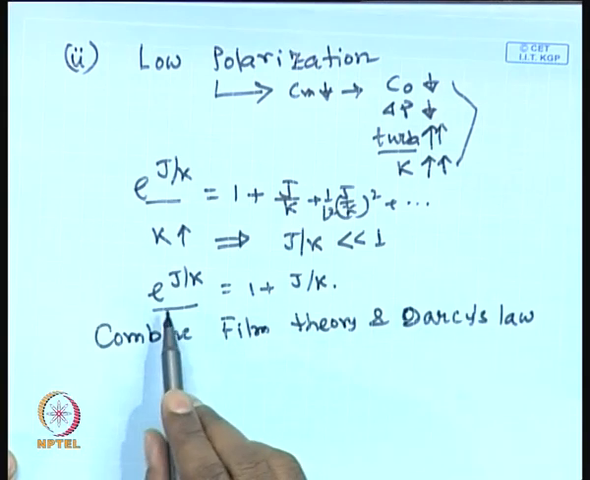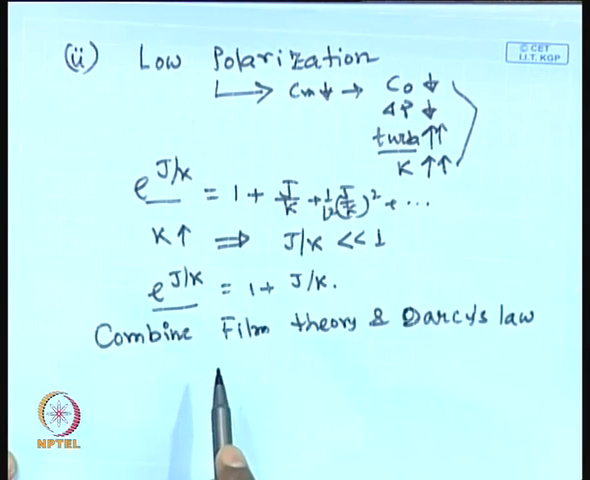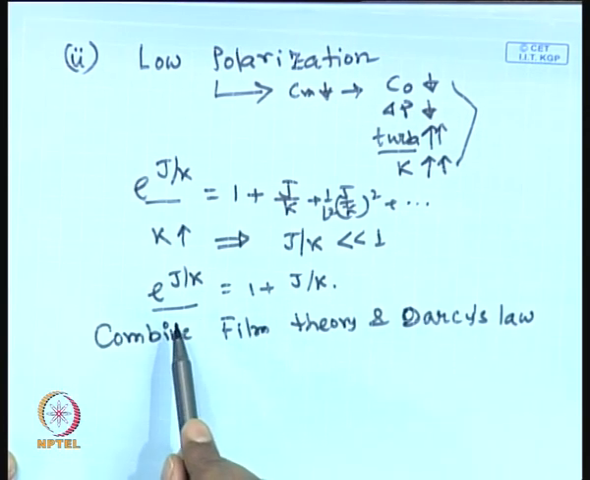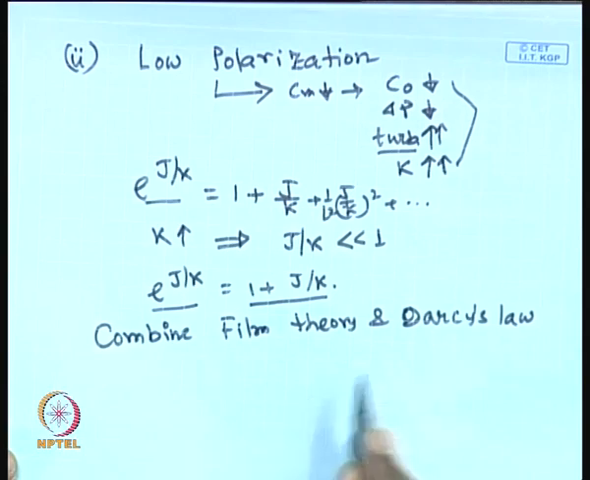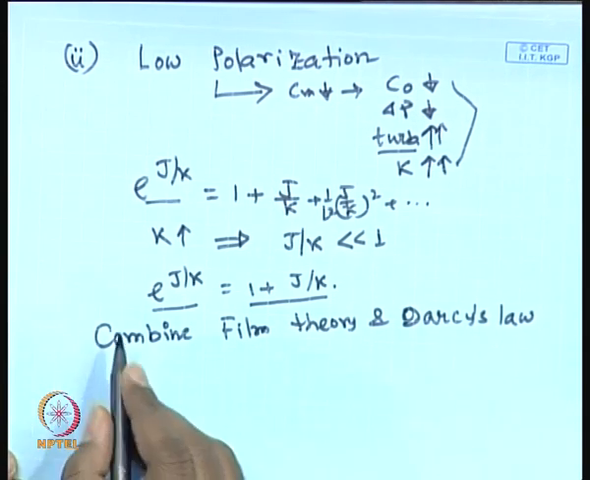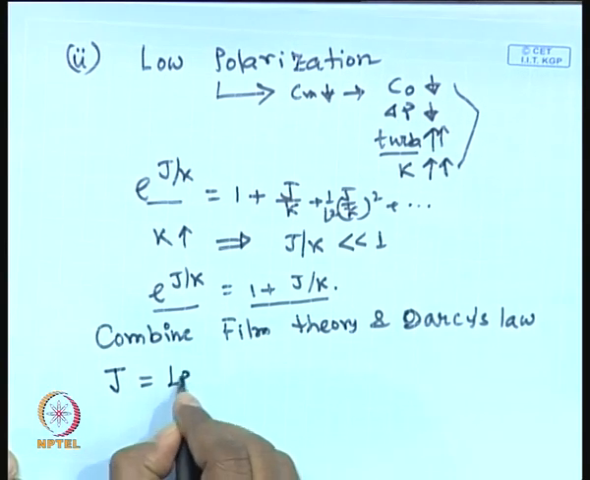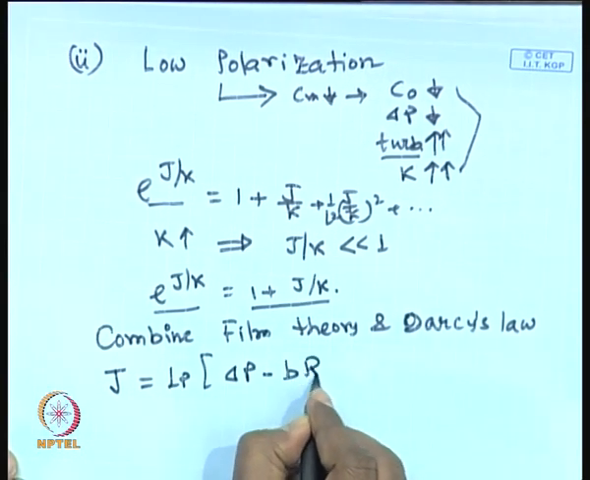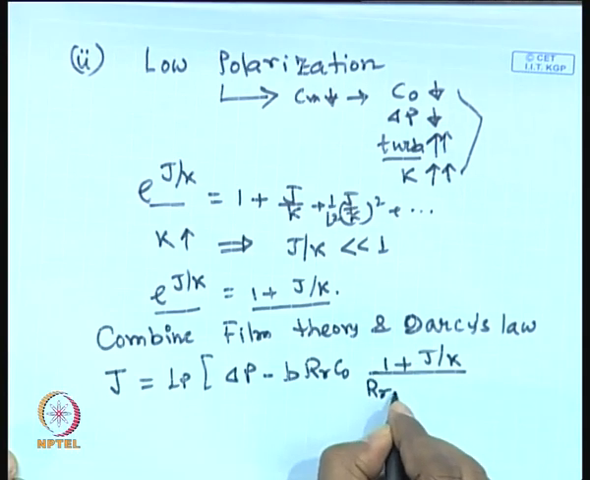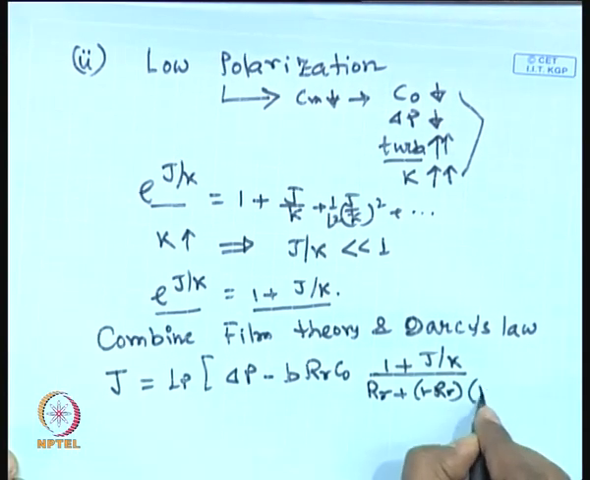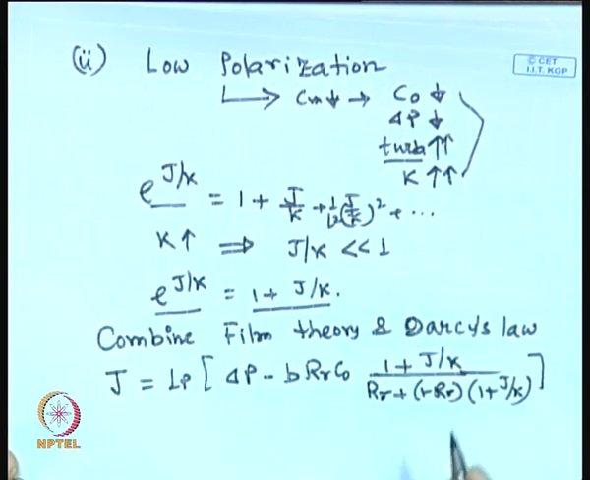In the expression of the film theory, you just put Cm minus Cp divided by C naught minus Cp equal to e to the power J by k, and instead of e to the power J by k, one can put 1 plus J by k, and you have Darcy's law. After combination of these two equations, one can get a final expression something like this: Lp times delta p minus b RR C naught (1 plus J by k) divided by RR plus (1 minus RR)(1 plus J by k). If you look into this expression, only one unknown is there, that is the permeate flux J, every other parameter is known to us, and this gives a quadratic in J.